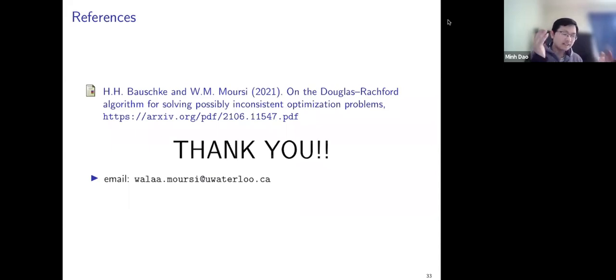We know that even at the very first glance, people might think that if the problem is inconsistent, there is nothing to do. But actually, as Walaa showed, we still have much to do, right? Yes, it's my pleasure to have some joint work with Walaa as part of this big project on inconsistent problems with the Douglas-Rachford algorithm.